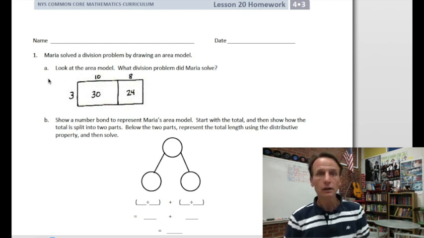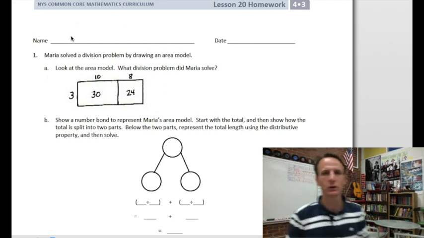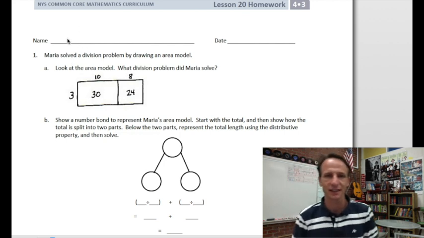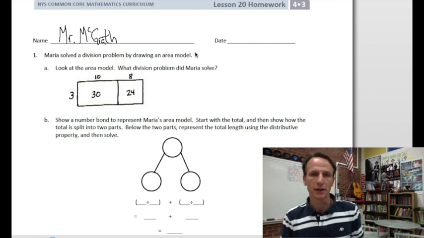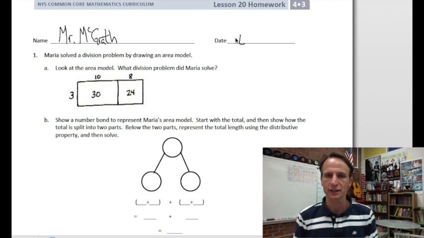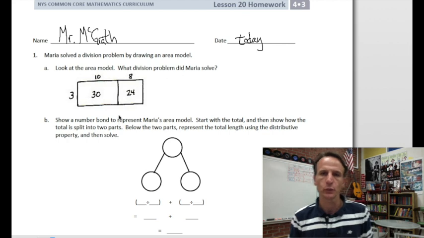Homework time, yeah! All right, here we go. Lesson 20, homework. Let's dig in. Start, of course, as always, by jotting our name down at the top, so when you hand in your work, you are sure to receive credit for having done your awesome homework. I'll put my name, you put yours, and for the date, I will write today, and you write the actual date, where and when you are.